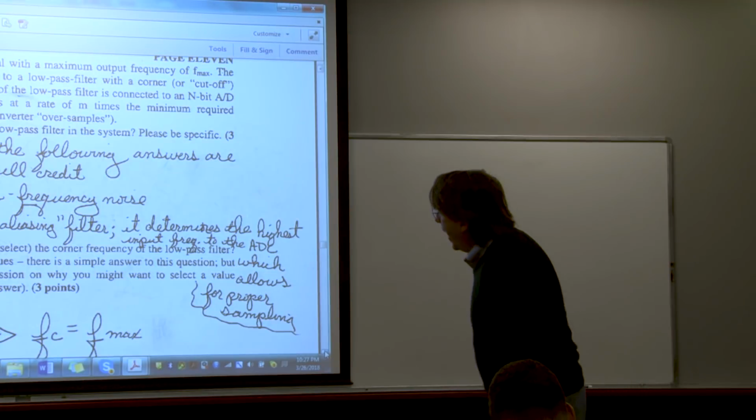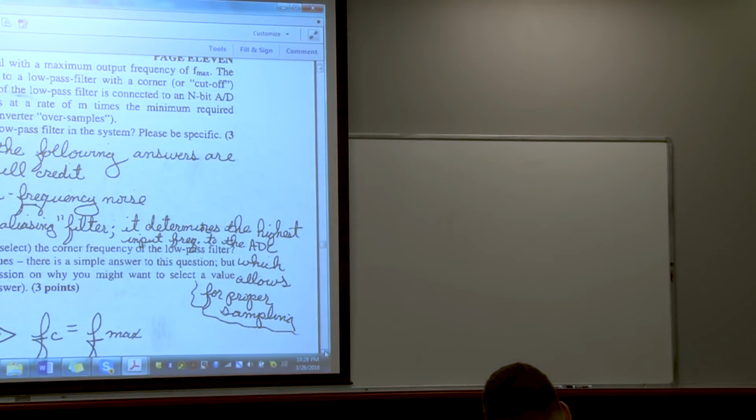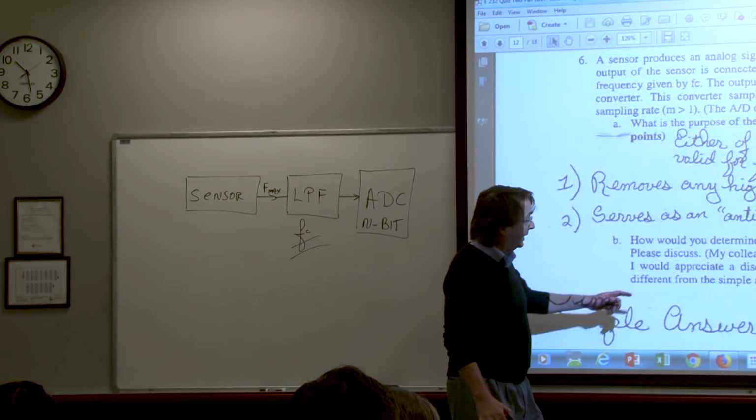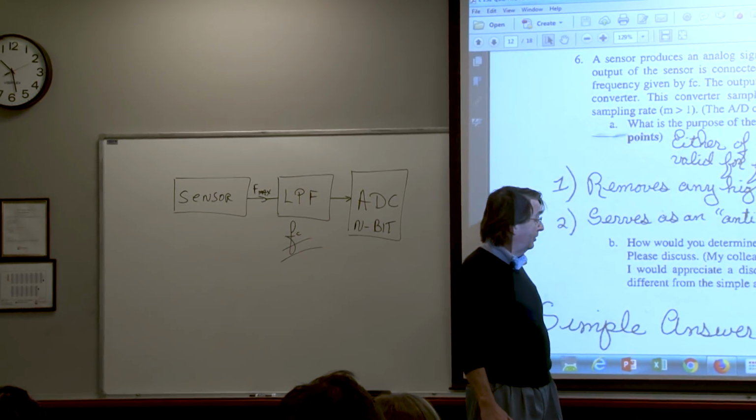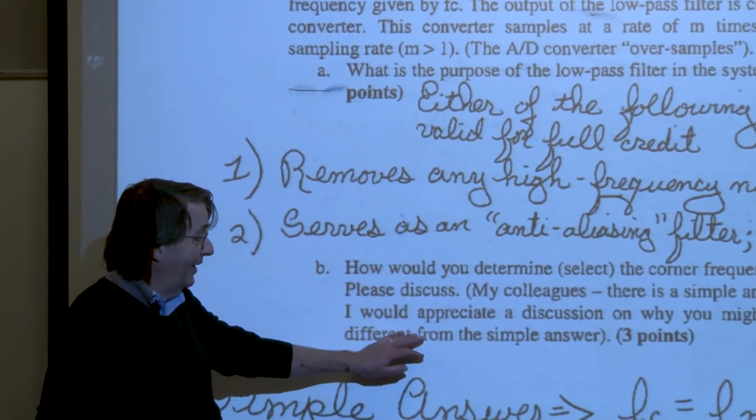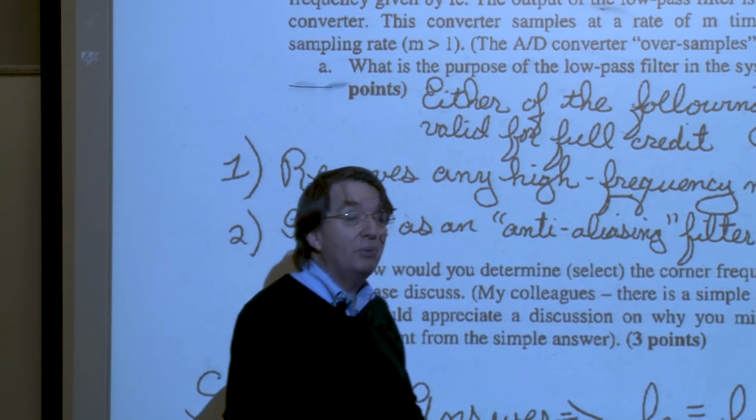Now, how would you determine or select the corner frequency? Simple. I would make FC equal F max. But look at this. I say, my colleagues, there's a simple answer. But I would take it as a personal favor if you would discuss why you might want to select something different than the simple answer.